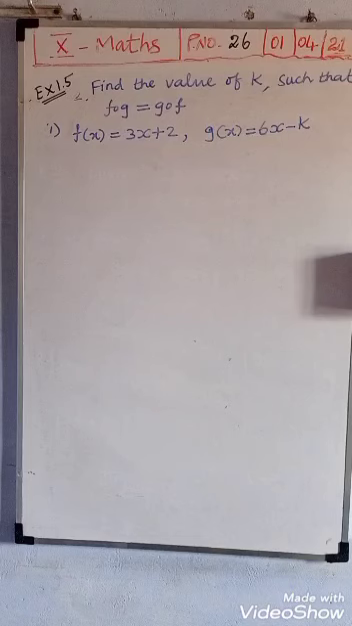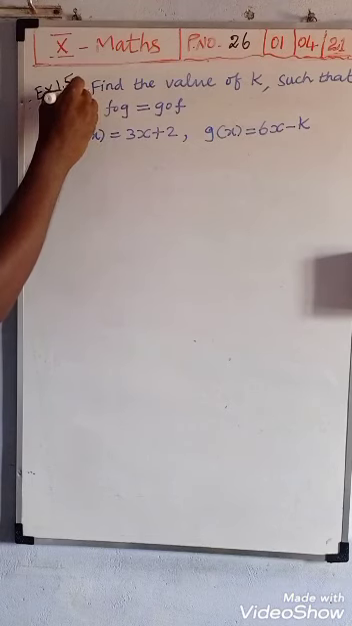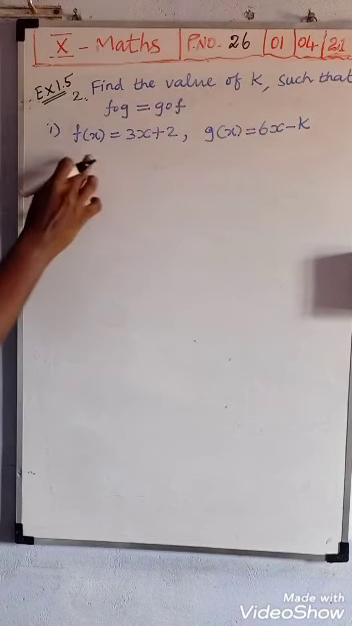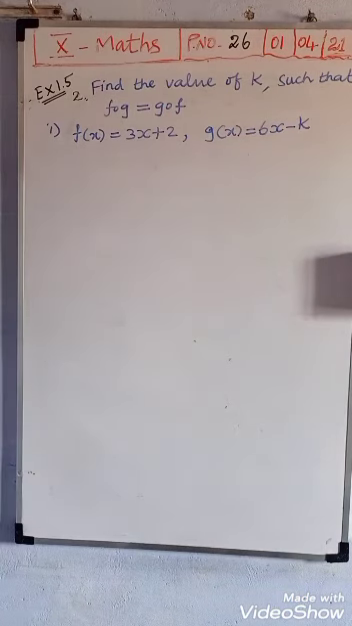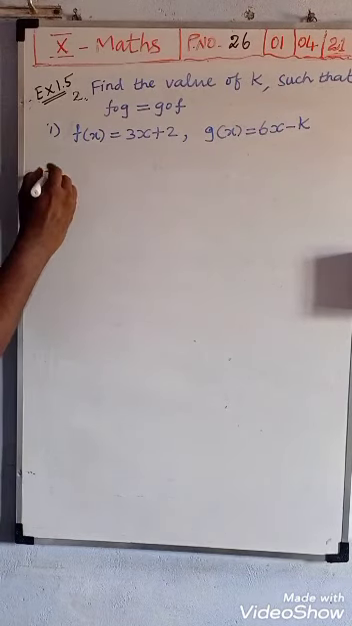Today we are going to discuss exercise 1.5, second question. Find the value of k such that f composition g is equal to g composition f. Suppose these two are equal, we want to find the value of k. The functions f of x and g of x are given. Using these, first we want to find f composition g and g composition f. See the solution.